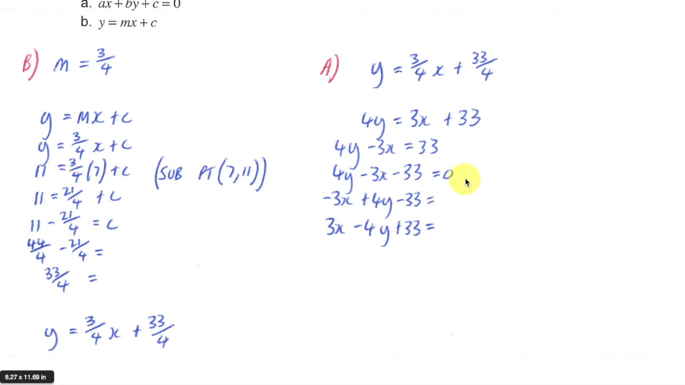And finally, I need to put it in the format ax plus by plus c. So I do that there. And of course, that's equal to 0. What I can actually do next is multiply everything by -1. So -3x times -1 is 3x. Positive 4y becomes -4y, and -33 becomes 33, and 0 just still remains 0.